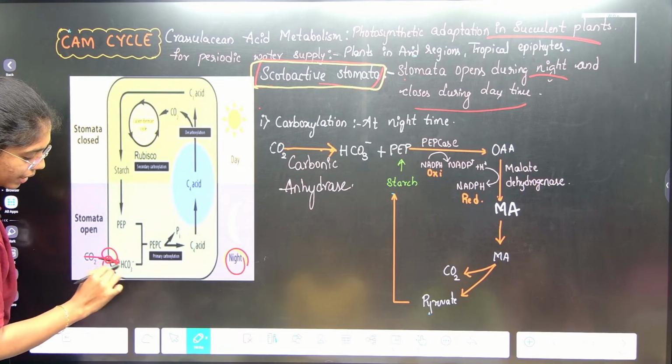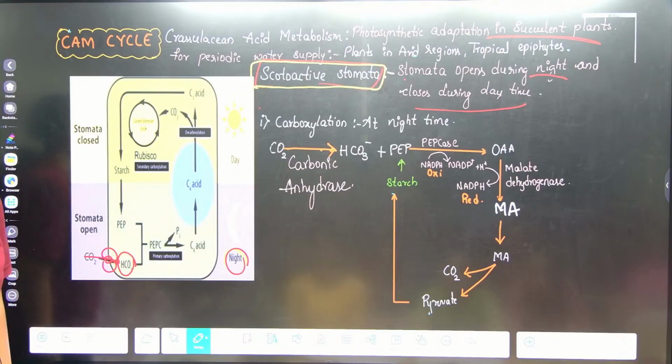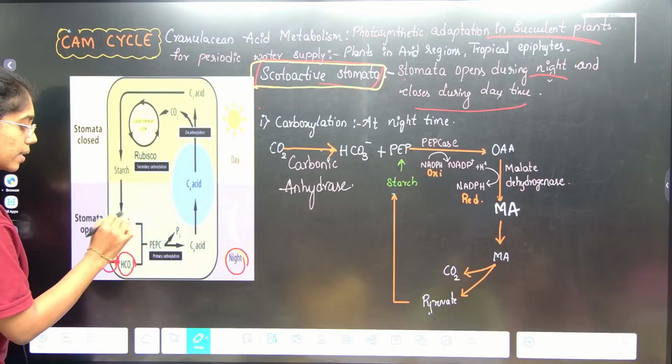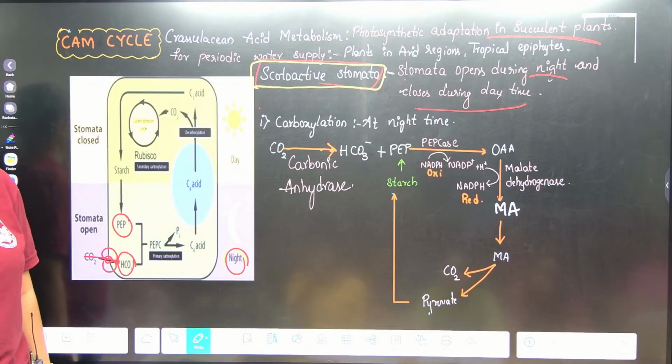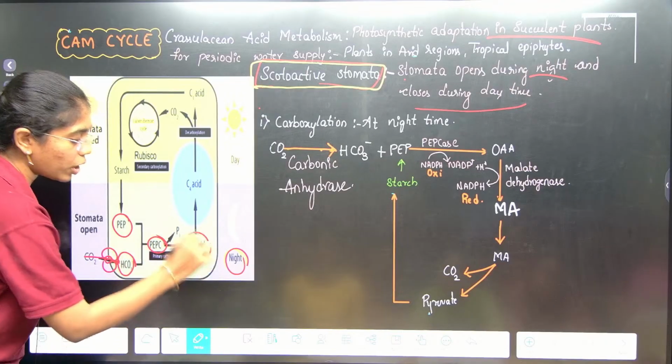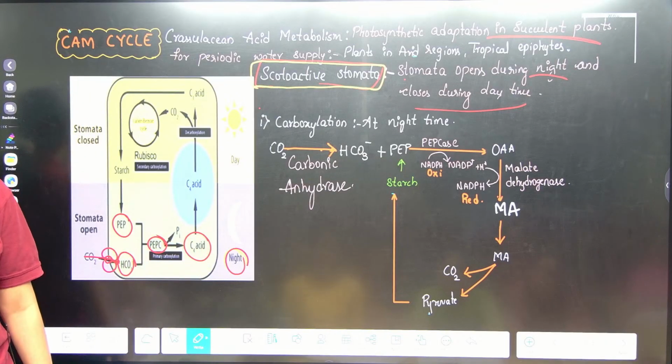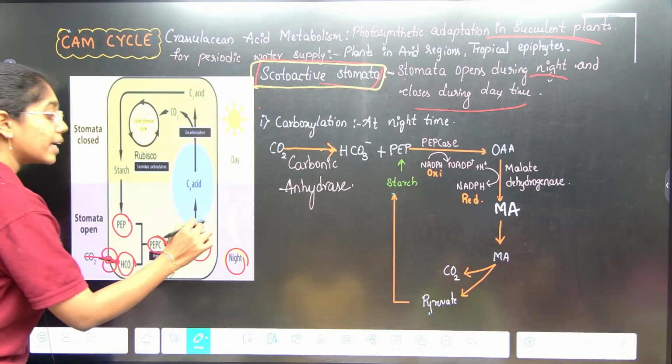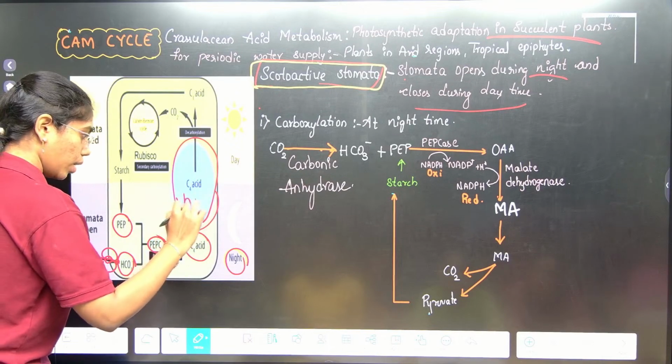Carbon dioxide enters, gets reduced by carbonic anhydrase to hydrogen carbonate. Carbon dioxide is accepted by a 3 carbon compound. What is it? PEP, catalyzed by PEPcase, forms 4 carbon oxaloacetic acid, which turns to malic acid or aspartic acid. It gets stored in the vacuole.